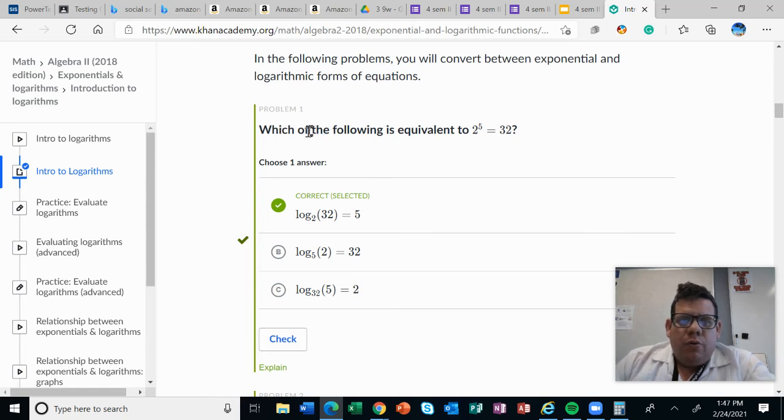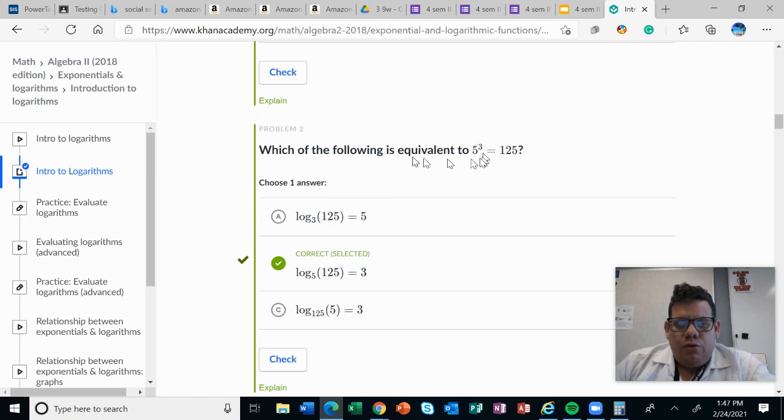Which of the following is equivalent to 2 raised to the fifth power equals 32? Once again, the base is always the same. So this 2 goes here, log base 2. The base remains the same, 2 and 2. The answer for this will be the argument and goes next to the base. And the exponent that is on top will be here on the other side of the equation. Okay, let's go to another.